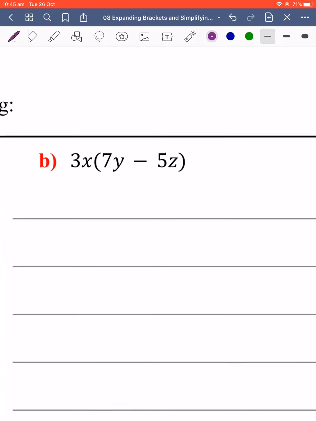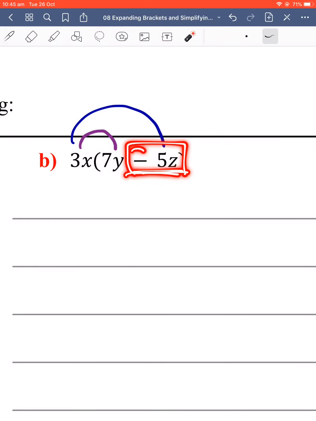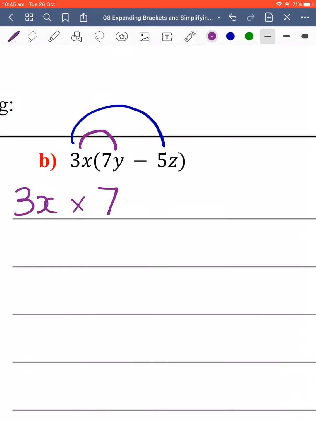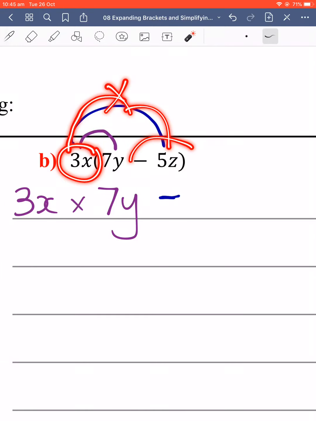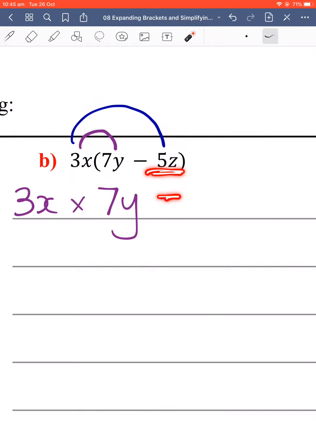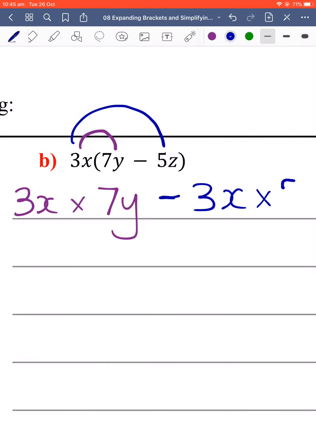Next one we've got here is, again, remember, we multiply what's on the outside to both terms on the inside, and we keep the sign with what comes after it. Okay, so first one that we're going to do is in purple. So I've got 3x multiplied by 7y, and then I'm minusing, because that's what I've got here, 3x multiplied by minus 5z, or just 5z, because we've already put the minus there. So let's do that. So I've got 3x multiplied by 5z.